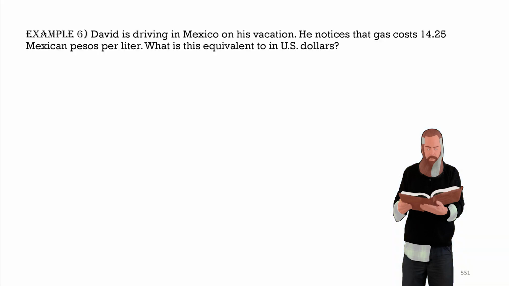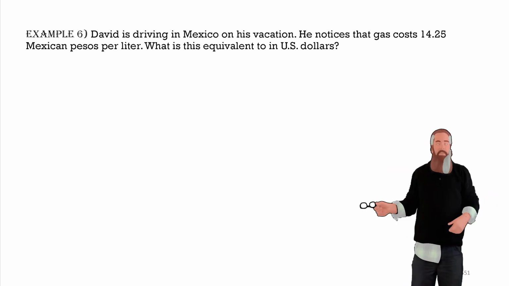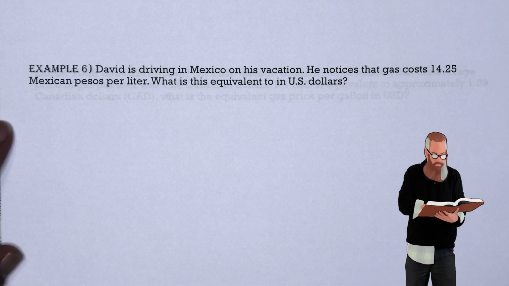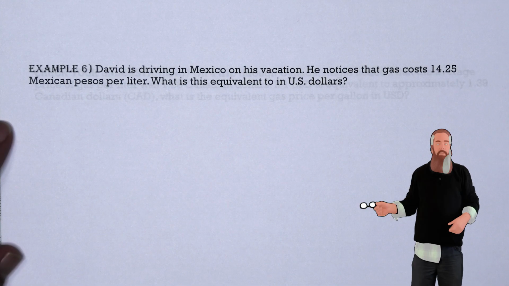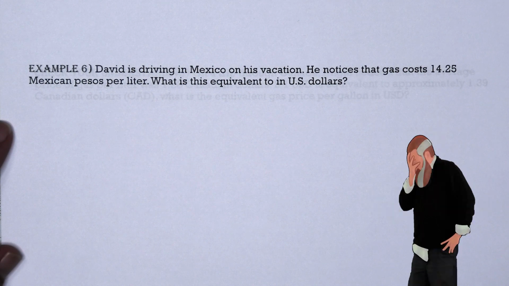David is driving to Mexico on vacation. He noticed that gas cost 14.25 Mexican pesos per liter. What is the equivalent in US dollars? So David must find the currency exchange rate. The currency exchange rate is a number that expresses the price of one country's currency calculated to another country's currency.